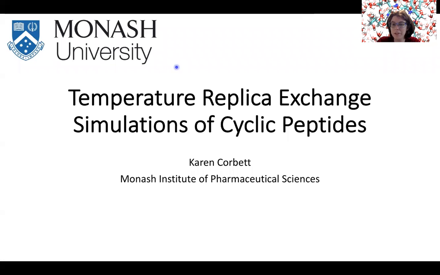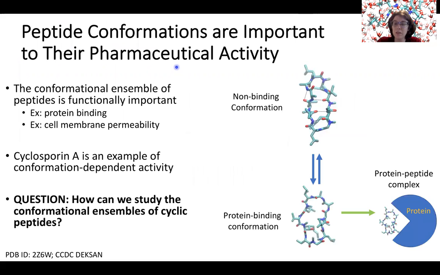I'm a postdoc at Monash University, and I'm going to be telling you a little bit today about my work with cyclic peptides. Cyclic peptides are a fast-growing market in the pharmaceutical industry, and many of these have pharmaceutical activity by binding to some target protein of interest. Both the binding to this target protein, as well as the permeability of the cyclic peptide through the cell membrane, can be really influenced by the conformational ensemble that the peptide can take. That is, what 3D structures can the peptide form, and what are the relative populations of those 3D structures?